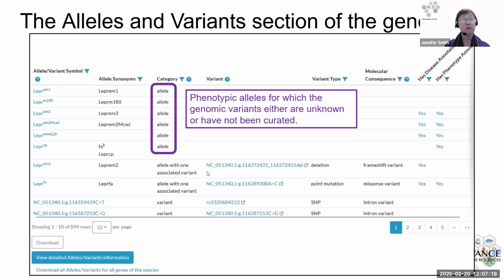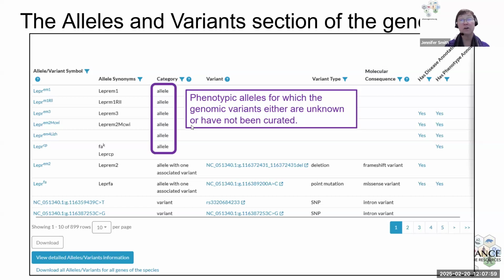So below the sequence viewer, there is a table of all of the alleles and variants that overlap this gene. So the first column contains the symbol of the allele or the variant. The second column is any synonyms that we have for those. So if you know the allele by a different name, you should be able to find it in this column. And then there is a column for the categories. So the first category is just called allele, and these are phenotypic alleles for which the genomic variant either isn't known or it hasn't been curated.